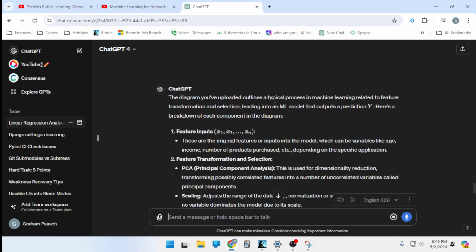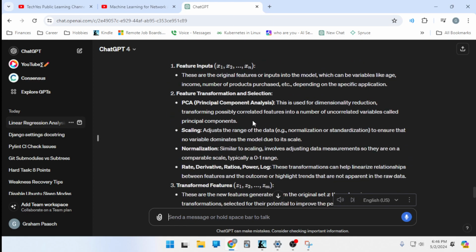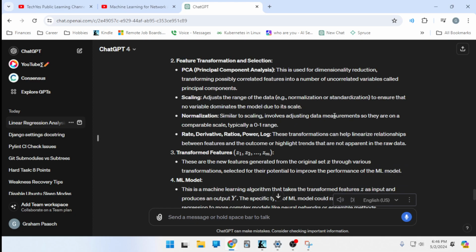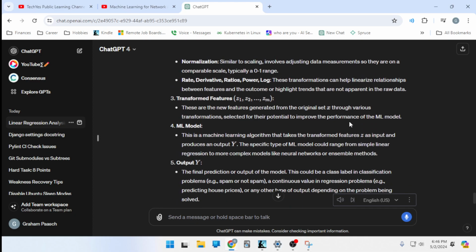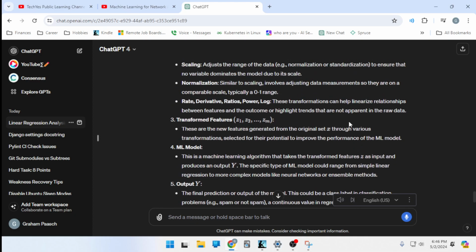Feature transformation and selection, PCA, principal component analysis. This is used for dimensionality reduction, transforming possibly correlated features into a number of uncorrelated variables called principal components. Scaling, adjust the range of the data, e.g., normalization or standardization, to ensure that no variable dominates the model due to its scale. Normalization, similar to scaling, involves adjusting data measurements so they are on a comparable scale, typically a 0 to 1 range. Rate, derivative, ratios, power, log.